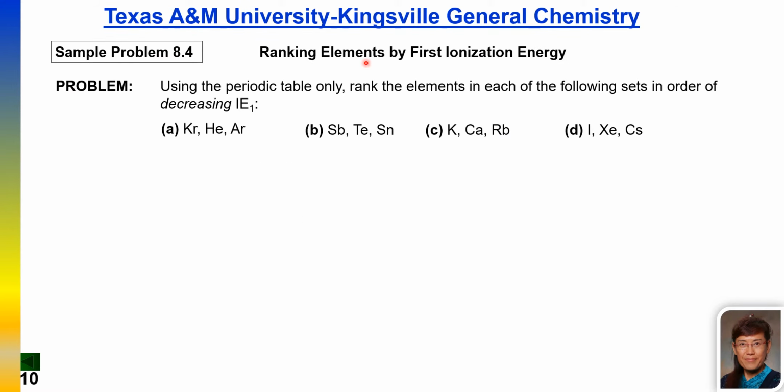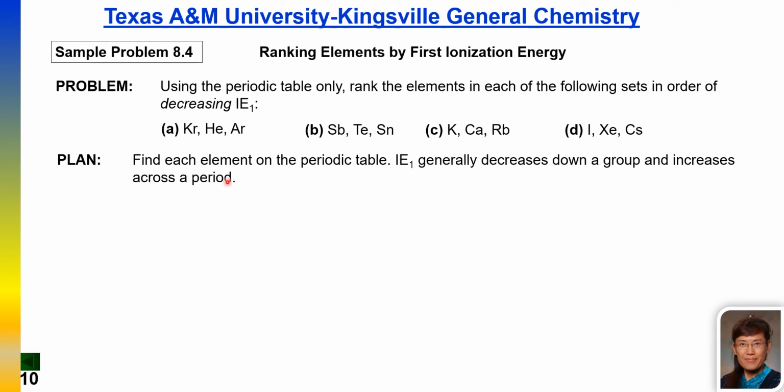And then ranking. We have 4 different groups of elements. So how do we rank those elements? By the first ionization energy. The first ionization energy is the energy required to remove 1 mole of your first outer layer electrons from 1 mole of gaseous atoms or ions. So our problem is: use your periodic table, determine the ionization energy in the order of decreasing trend.